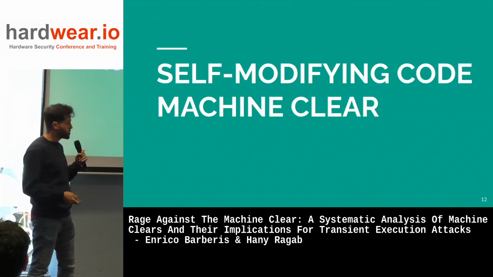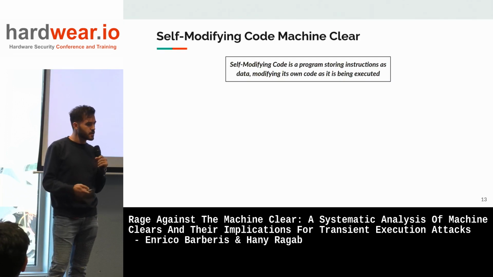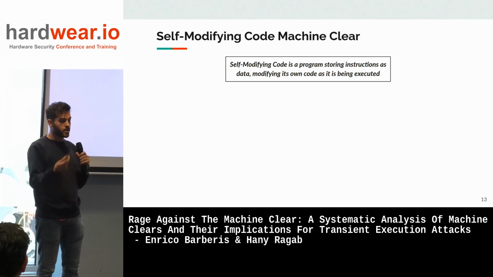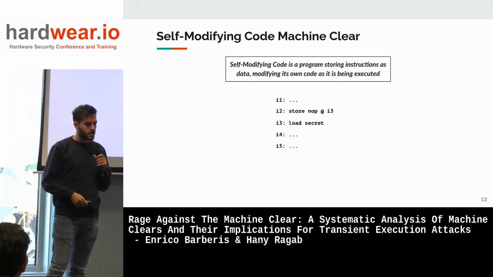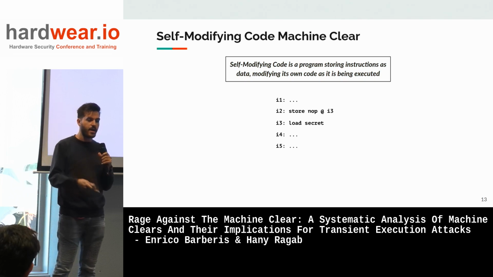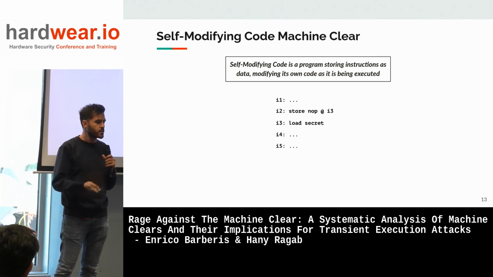So the first type that we're presenting today is the self-modifying code machine clear, which is based on self-modifying code. Self-modifying code is a program that stores instructions as data, modifying its own code while it's being executed. It's been widely used in malware to unpack itself when it's time to get executed. But now we're going to see it in a different use case. Let's take a look at this snippet of code where we have two instructions. The first one is storing a no operation at the address of the following instruction, transforming the load from a load secret to a no operation.